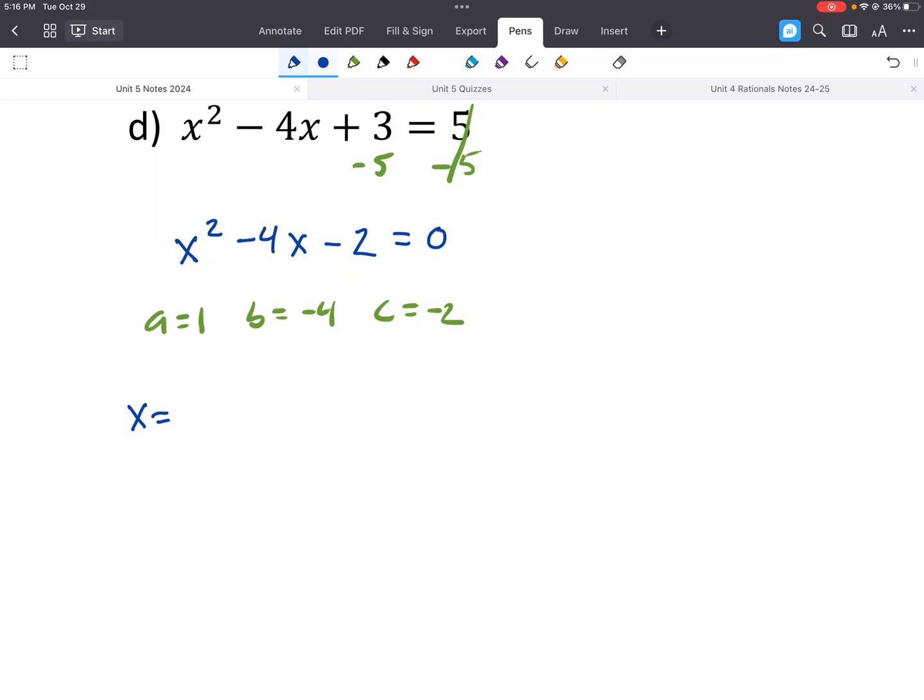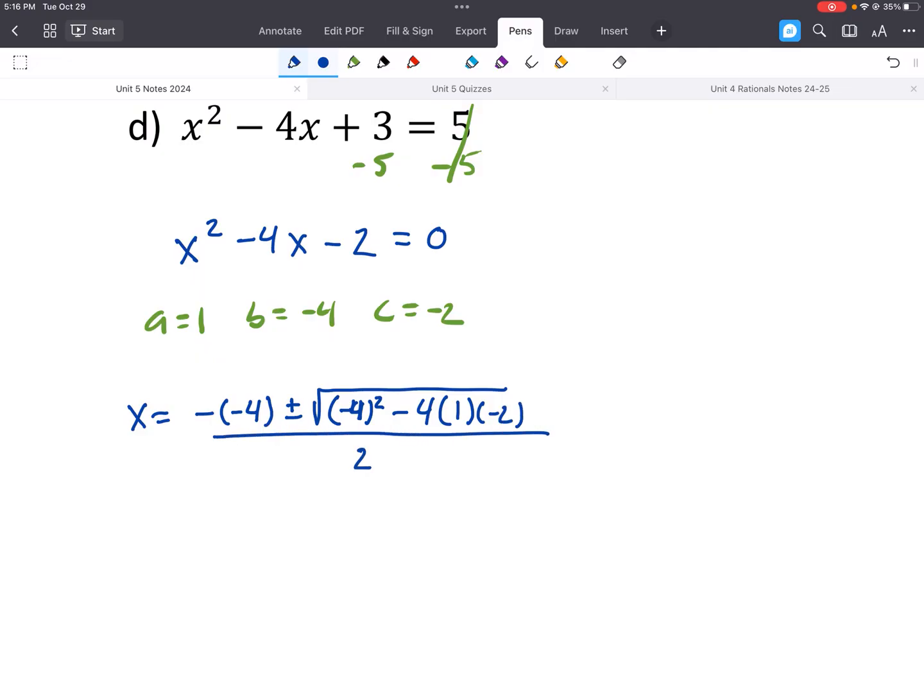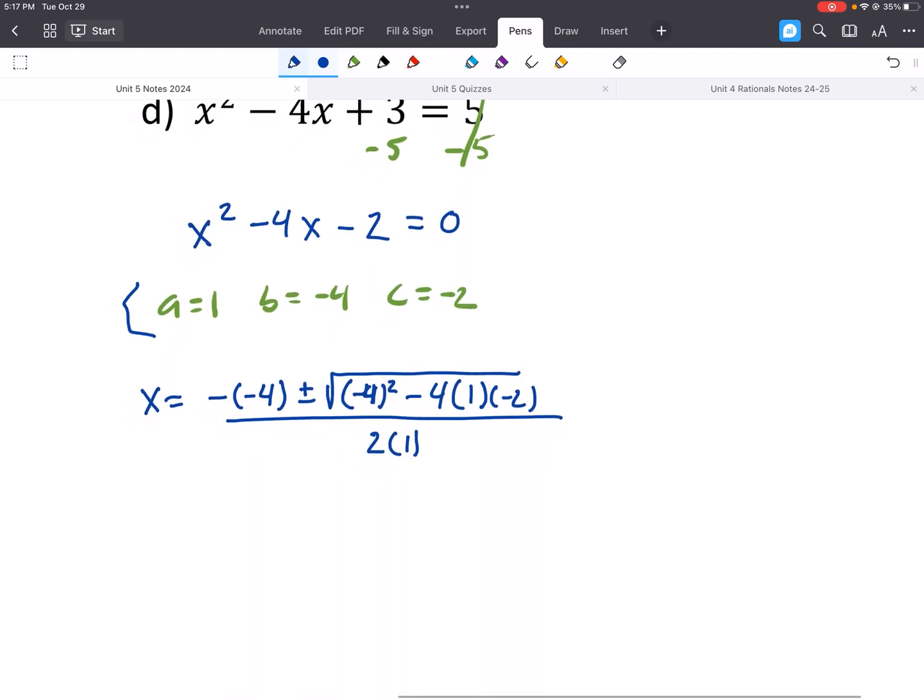X equals negative B, so negative 4 plus or minus the square root of negative 4 squared minus 4 AC, so 1 and negative 2, all over 2A, which is 1. That's another reason why I like people to write this out, because it's easier to just plug it in when you already have it identified, especially if there's like a term missing. Okay?